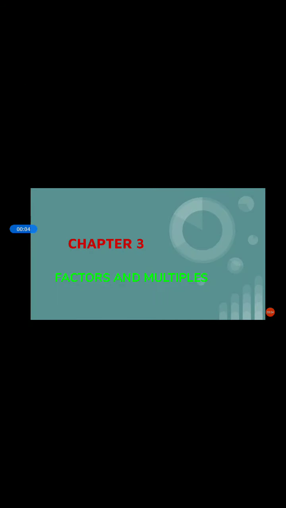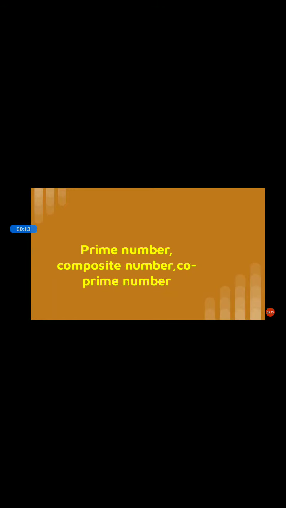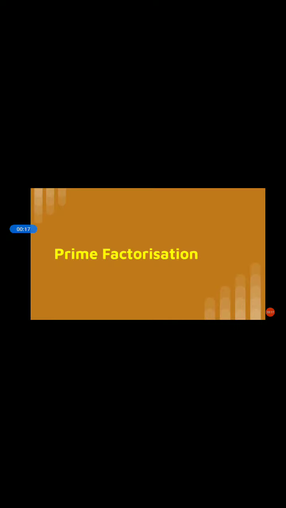Good morning students, we will continue with our chapter 3, factors and multiples. We are seeing what are the factors, multiples with the example, then how it is divisible by all the numbers, then we are seeing what is prime number, co-prime number, composite number. In the last video we saw how to do prime factorization using two methods, that is by tree method and by using division method.